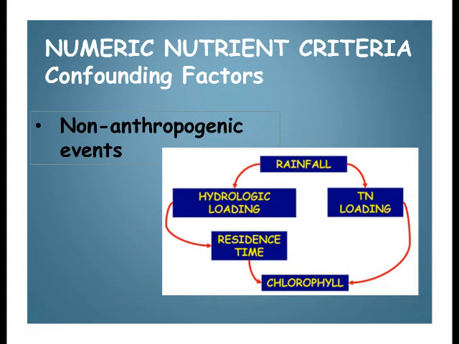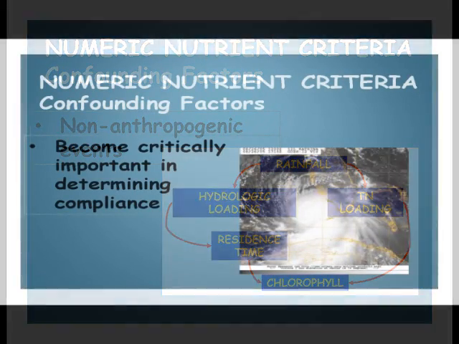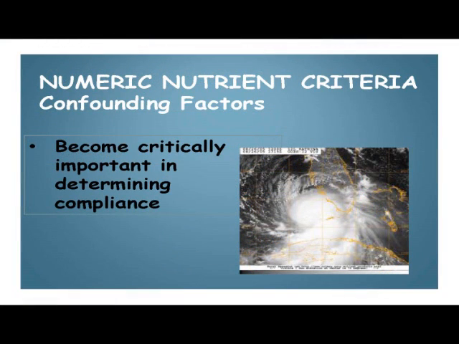We'll always have non-anthropogenic effects and events that will be a part of understanding compliance with these criteria. Not sure what else to say about that, but this slide shows that, for instance, hurricanes are abnormal, uncharacteristic seasonal rainfall events. El Nino affects whether you get droughts or excessive rainfall. It's going to have an impact, and these are not things that we regulate.